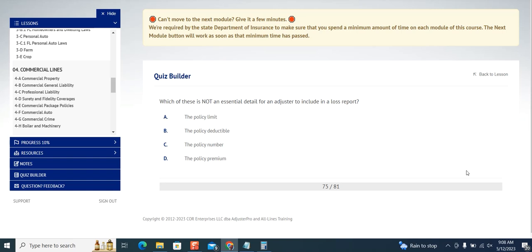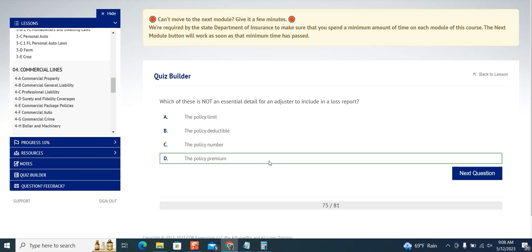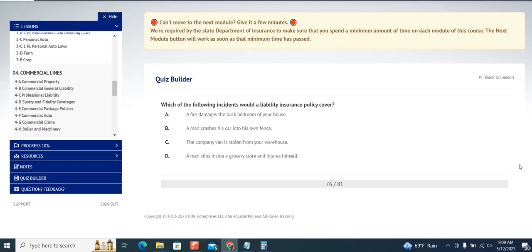Which of these is not an essential detail for an adjuster to include in a loss report? Policy premium. Let me make sure though. The policy limit in a loss report. They don't need to know how much you was paying in premium. Okay. Man, I'm wondering, am I passing or am I failing right now?